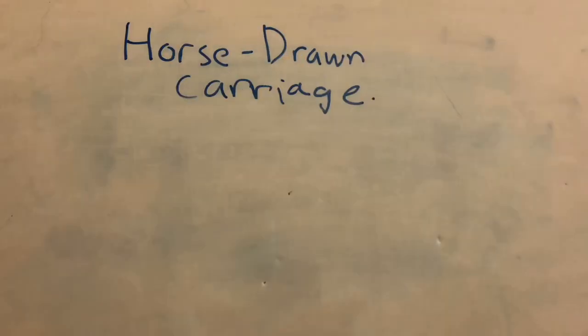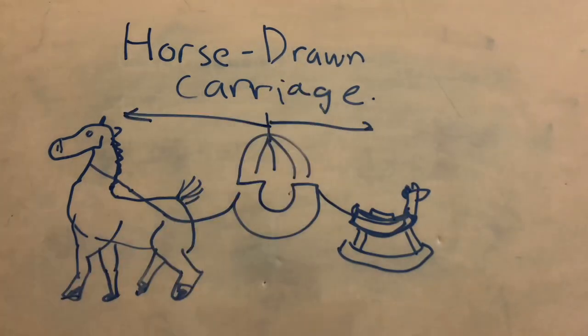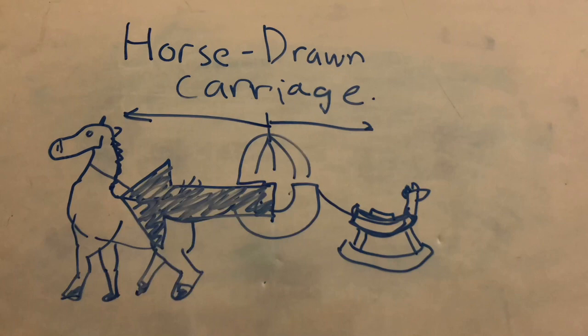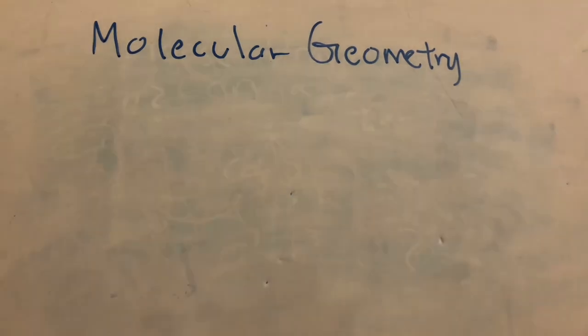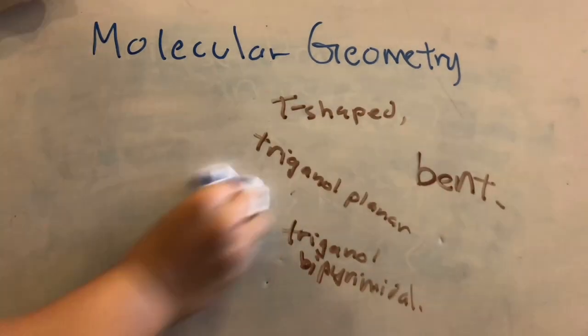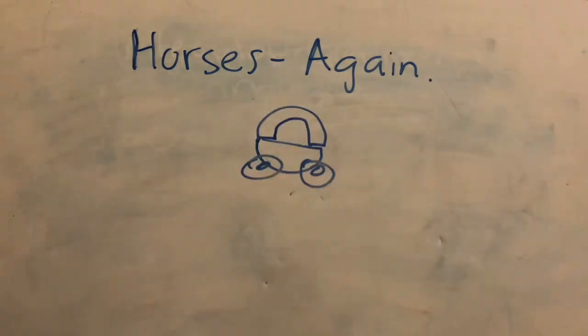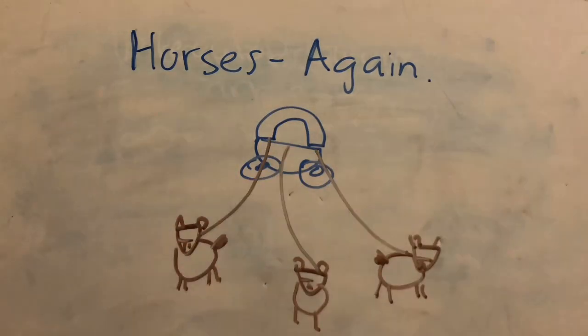Think of a horse-drawn carriage. On one side there's a strong horse, the more electronegative atom, which pulls stronger towards its side, creating a net dipole for the carriage, the atom. Now, how does molecular geometry affect polarity? Well, depending on the shape of the molecule, aka tetrahedral, T-shaped, bent, the molecule can be polar or nonpolar. We can use horses to see this again. As seen below, the horses are configured in a trigonal pyramidal position. When they all pull in their respective forces, there's a net force downwards.